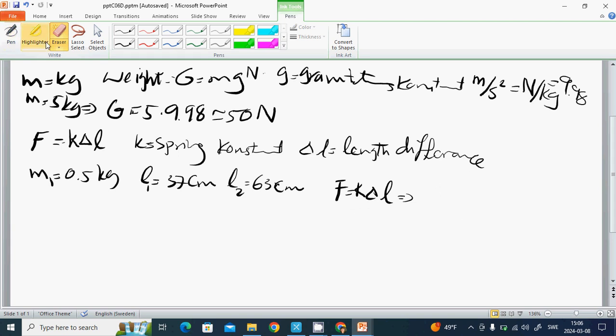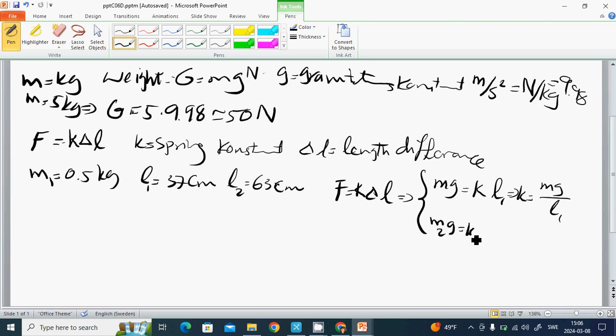For coffee we have m1g equals to k L1, then k equals to m1g divided by L1, and for the second one m2g equals to k L2, then it is m1g divided by L1 multiplied by L2. And we calculate, we put all those values here, and it's going to be 0.85 kilogram.